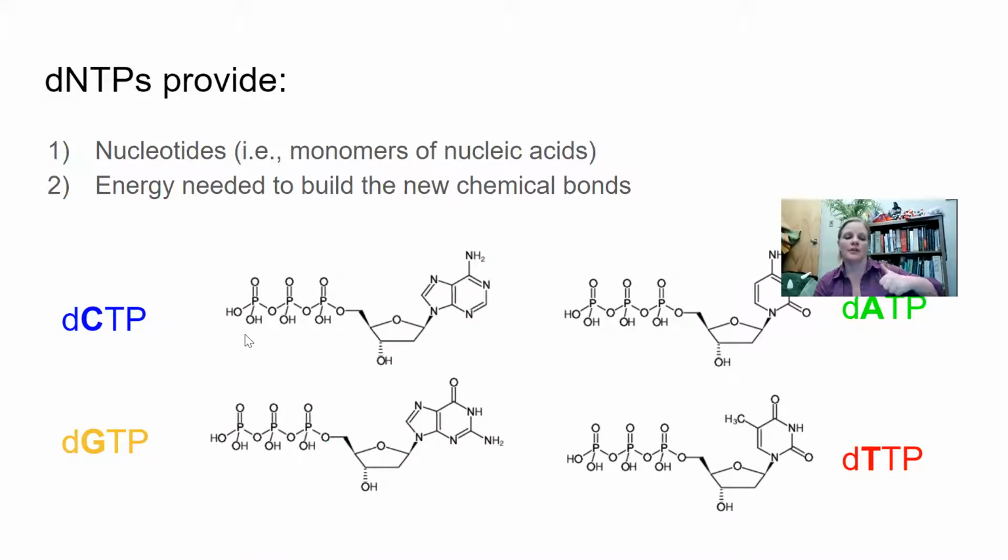So what these dNTPs provide is the nucleotides, which, remember, are the monomers or building blocks of our nucleic acids. But because of the energy stored in those 3 phosphate groups, we're also providing the energy needed for the dehydration reaction to link those nucleotides together. So it's handy that the energy needed and the building blocks are all packed into one tidy little package that we call dNTPs.